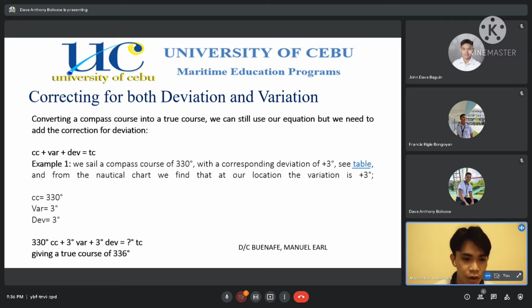Here we have example 1. We sail a compass course of 330 degrees with a corresponding deviation of 3 degrees, and from the nautical chart, we find that our location has a variation of 3 degrees. From the given, we have a compass course of 330 degrees, variation of 3 degrees, and deviation of 3 degrees. By following the formula, 330 degrees plus 3 degrees plus 3 degrees of deviation is equal to the true course, which is 336 degrees.